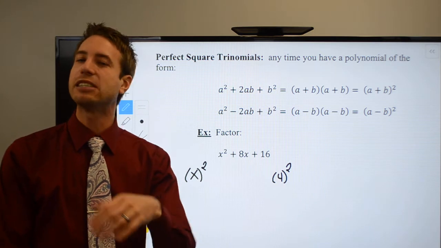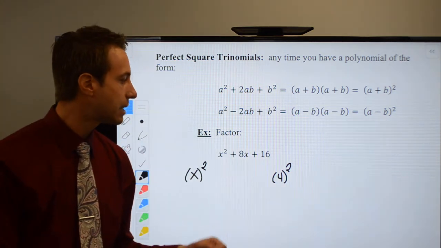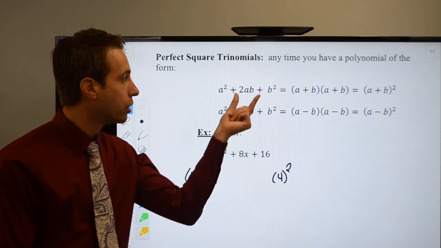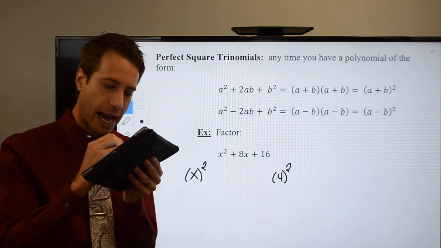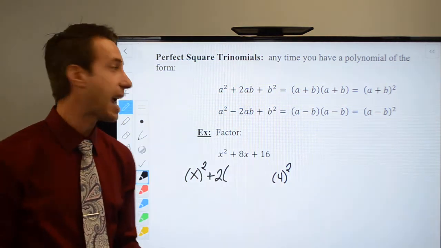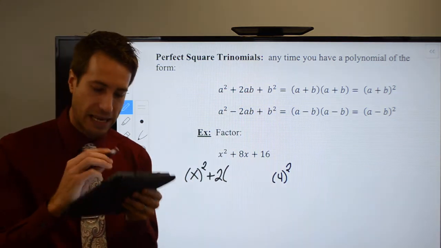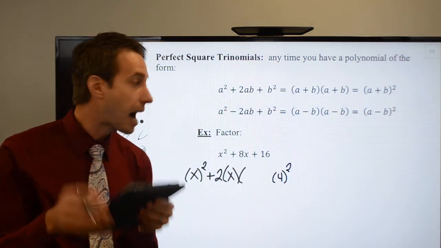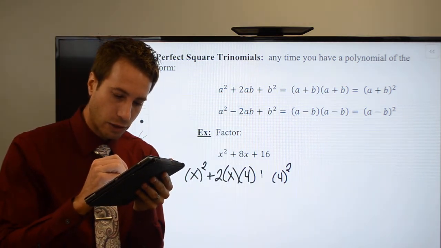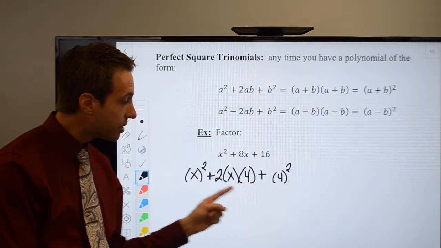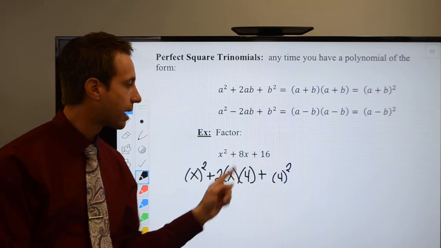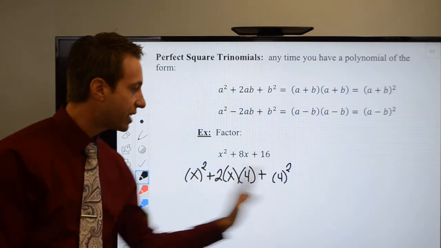So the last thing I need to do just to check and make sure is I need to make sure that this middle part, that 8x, comes from 2ab. So here's what I got. I got plus 2 times a, which for me is going to be an x, times b, which for me is going to be a 4. So now the question is, does this give me 8x? Well, 2 times 4 is 8, and 8 times x is 8x. So yes, this guy checks out.